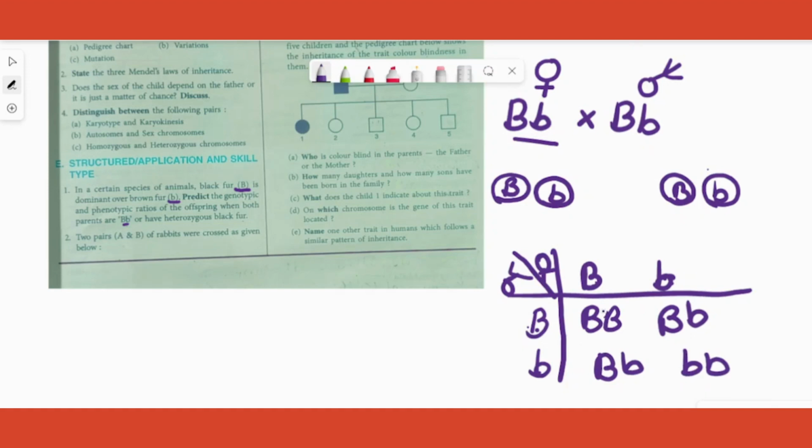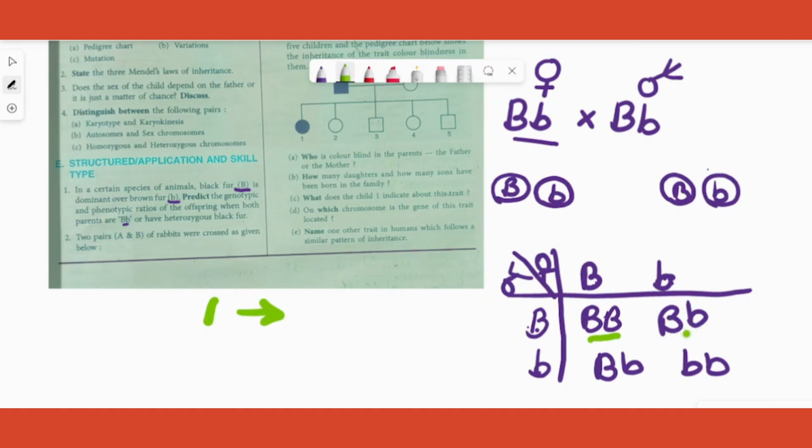After this, you're not done. Please immediately write down what it indicates. So this one indicates what? It indicates homozygous black. What is homozygous? Both alleles are same. B stands for black. That is given to you. So homozygous black 1. You have to write it here.